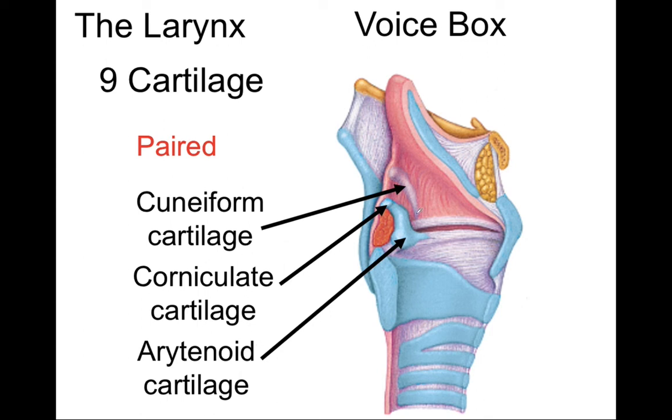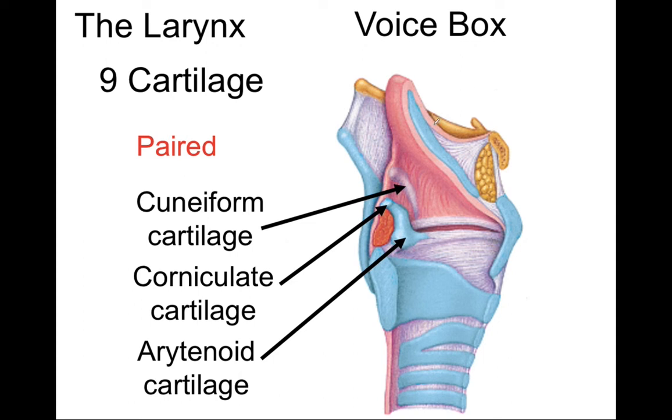The cuneiform cartilage, which can be found right here, is supportive to the folds that can be found in the larynx. We'll also find our corniculate cartilage, which gets its name because it looks like a corn kernel. Lastly, the arytenoid cartilage is roughly pyramidal in its shape. The vocal cords attach to the arytenoid cartilage, and these will help the vocal cords move.